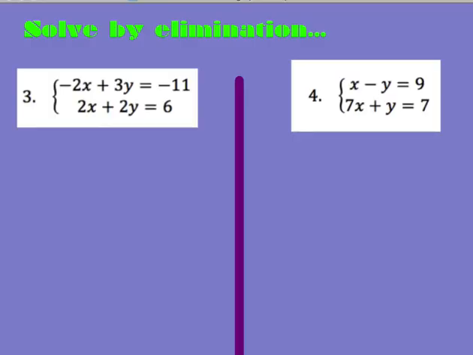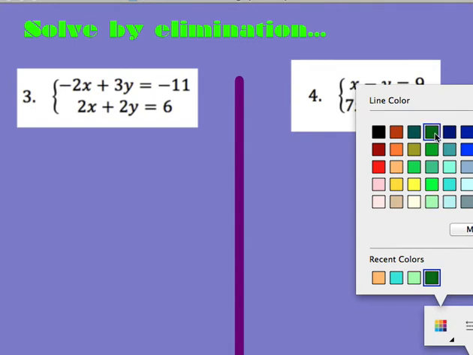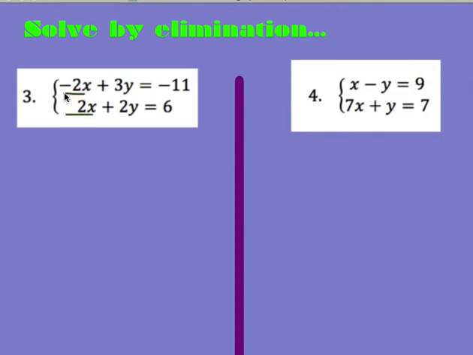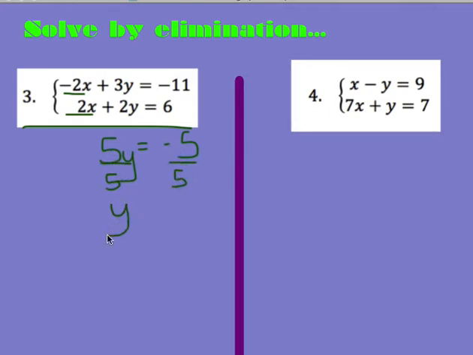All right, let's take a look at number 3. We want to solve this one by elimination. Again, I see that I have the same number but with opposite signs on my x's. That means I can immediately add straight down the columns. So negative 2x plus 2x is going to cancel out. 3y plus 2y is going to be 5y. Negative 11 plus 6 is going to be negative 5. So 5 times y. What I'm going to do is divide both sides by 5. And then I get that y is equal to a negative 1.